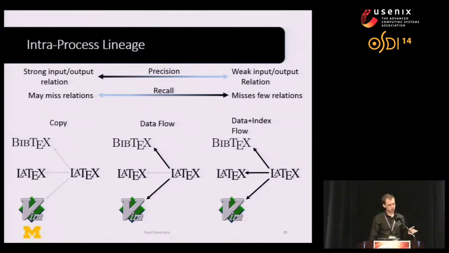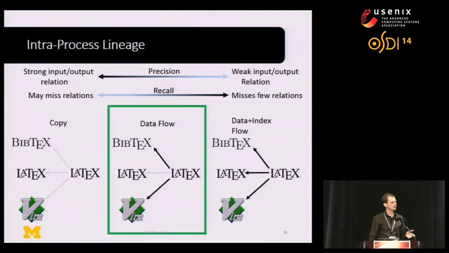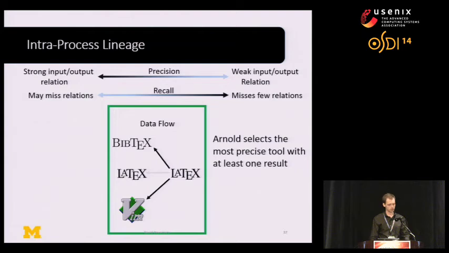So here, Arnold's going to select data flow. That's because data flow is the strongest relation that we can get in which we get at least one relation. So if a user asks what caused this to happen, here we're going to give the user the strongest results while still giving the user results. So Arnold's default behavior is to select the most precise tool with at least one result. And we actually find that this works very well in our queries.